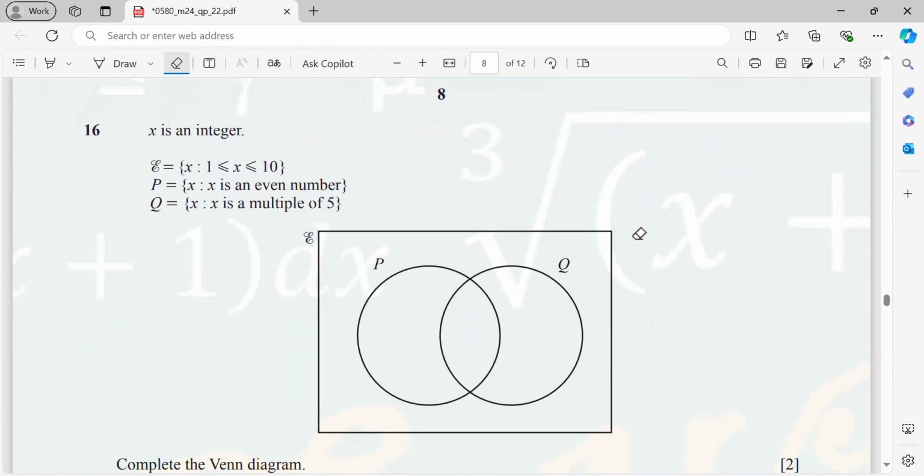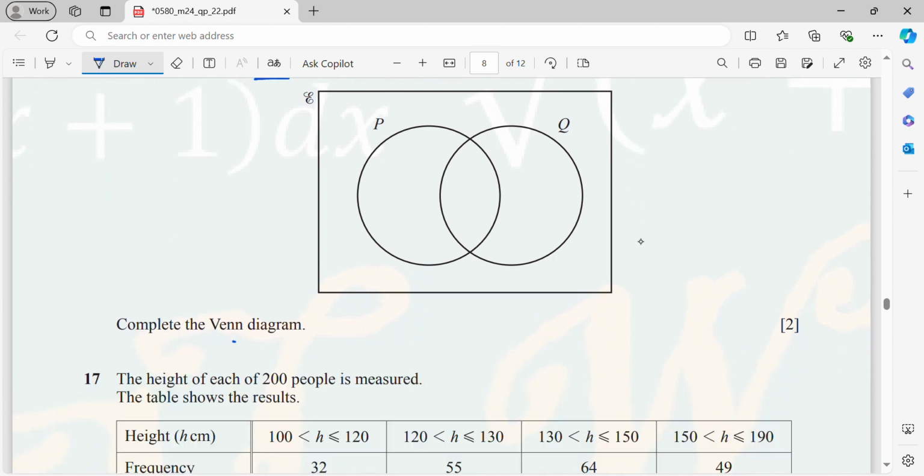Now for question 16. X is an integer. Given the universal set, X is defined from 1 to 10, inclusive both. P is an even number. Q means the set that consists of multiple of 5. Now complete the Venn diagram.